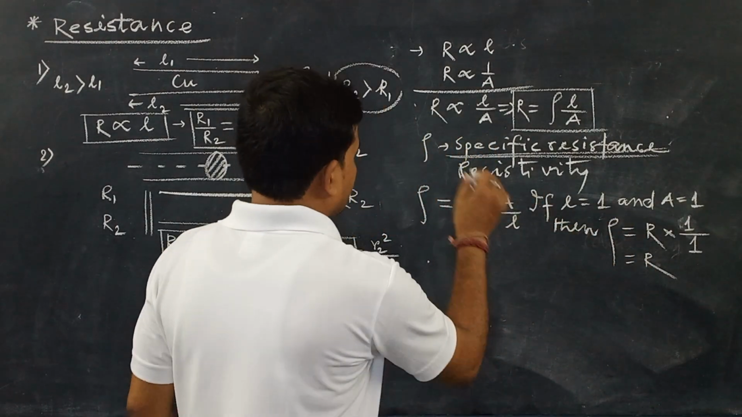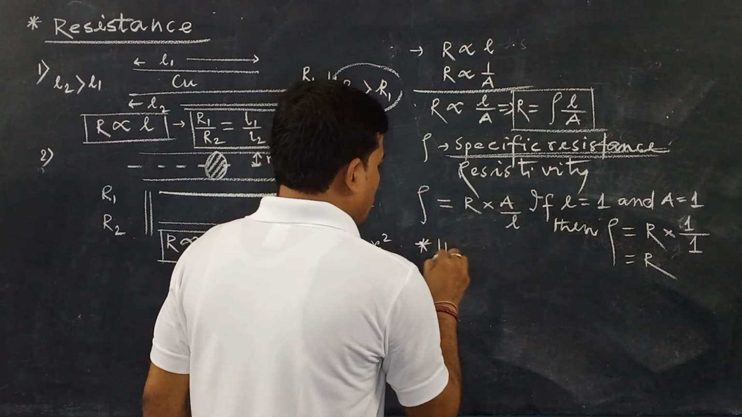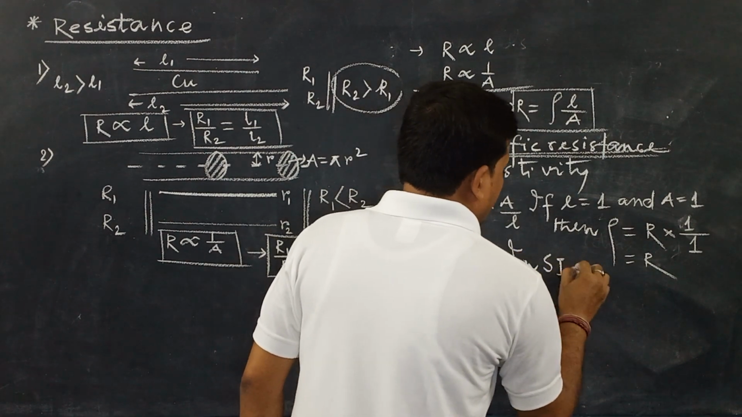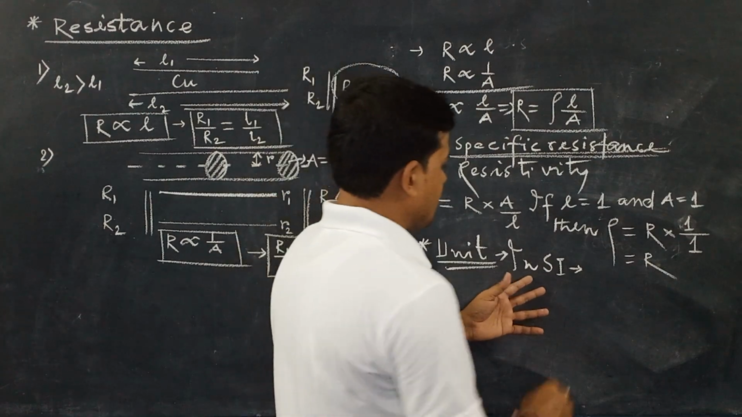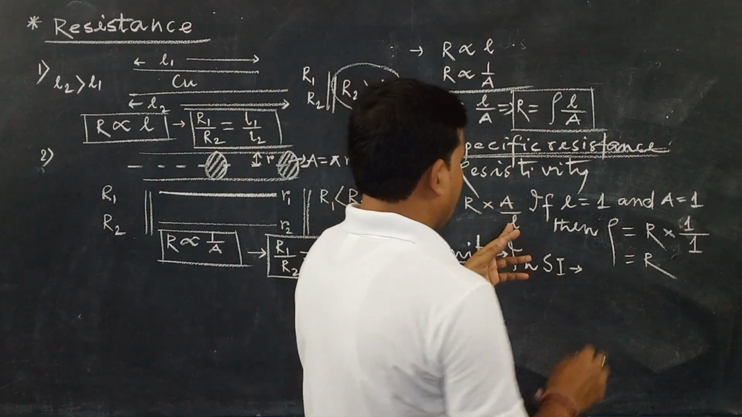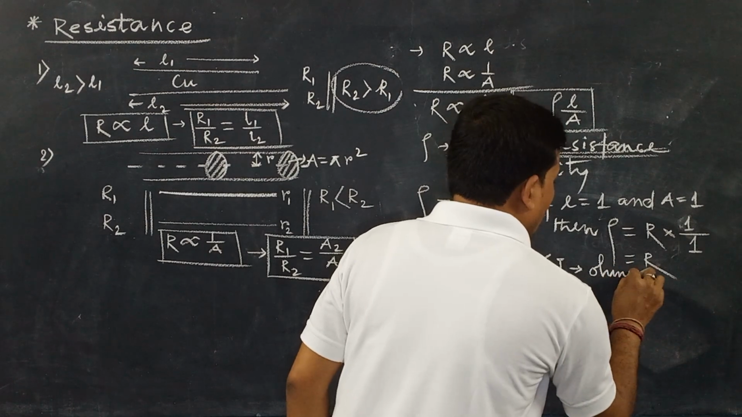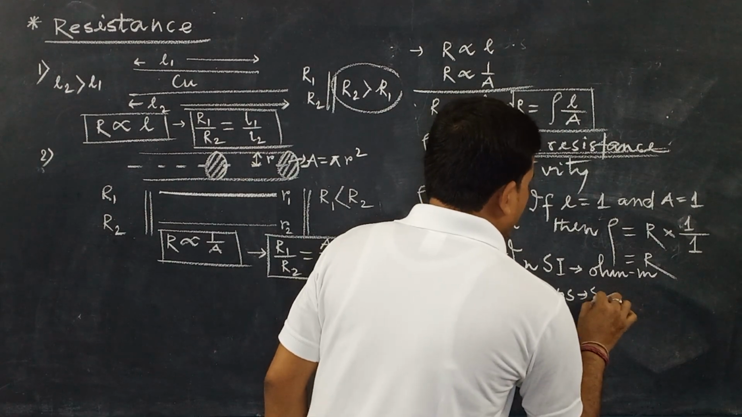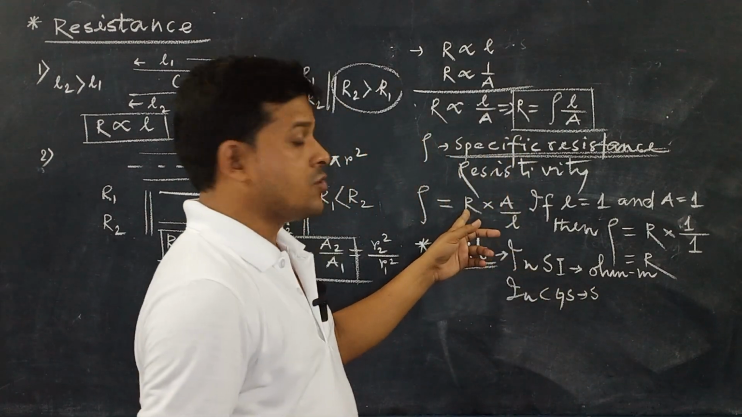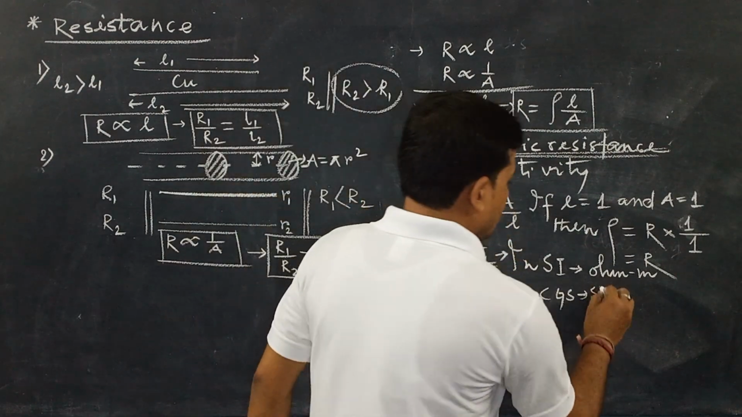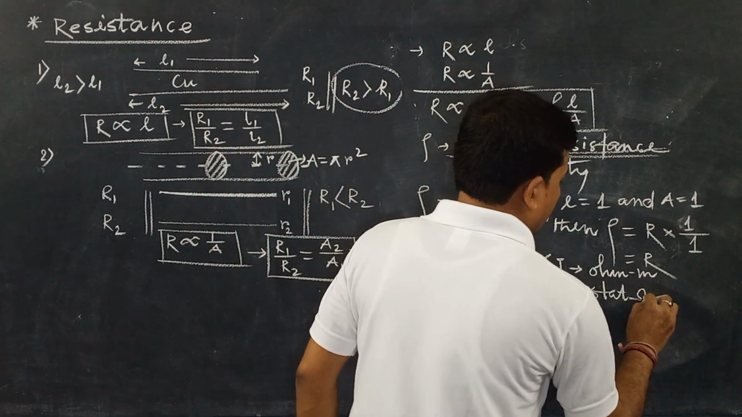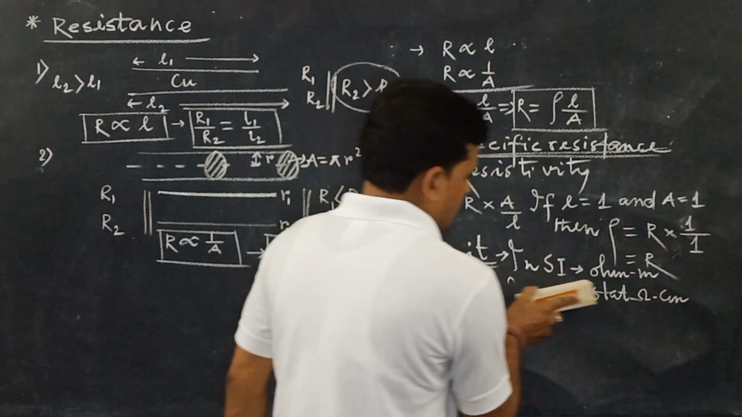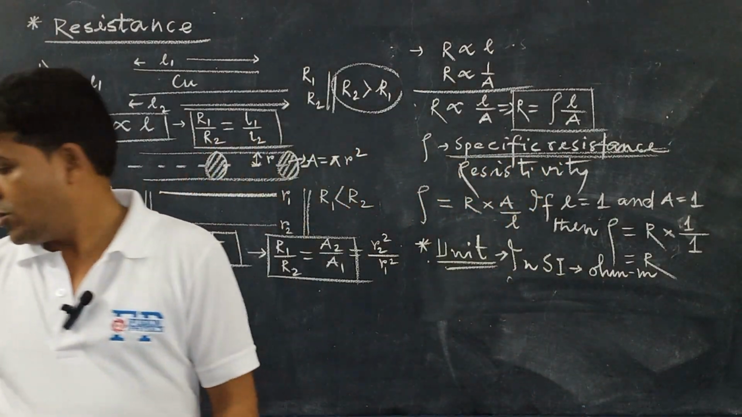And this resistivity also has particular units. If we find out the unit of the resistivity, easily you can find it. That is, rho equals R into A by L, which will be ohm meter. In CGS, the unit of resistance is stat ohm, so this will be stat ohm centimeter. That is not necessary for your board exam. Only this is sufficient: the SI unit is ohm meter.